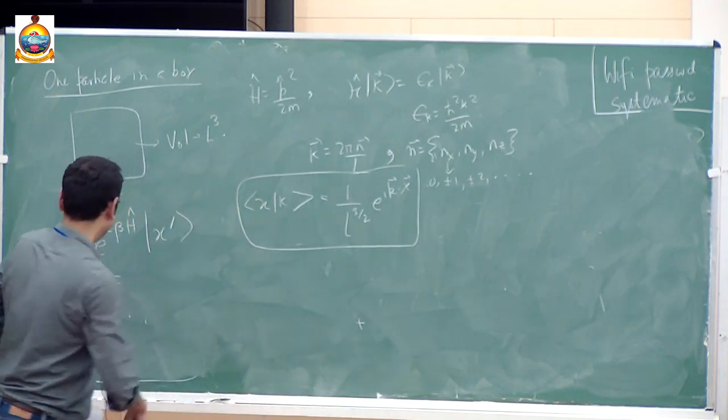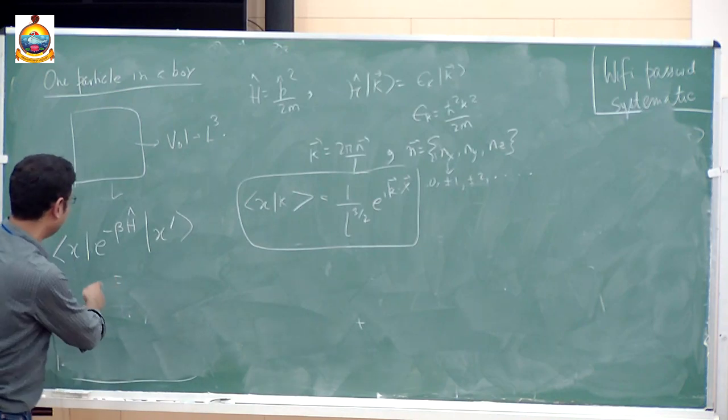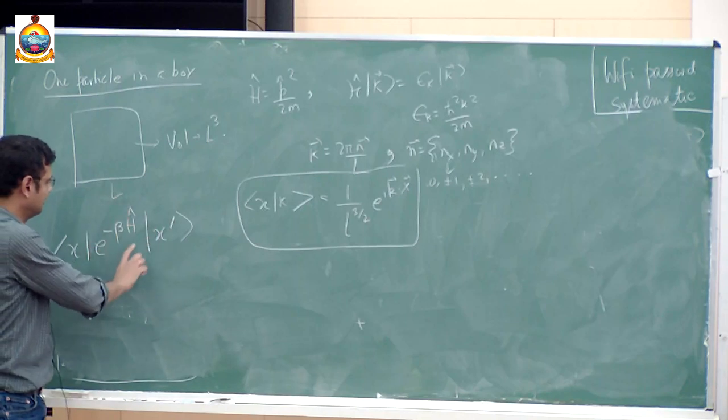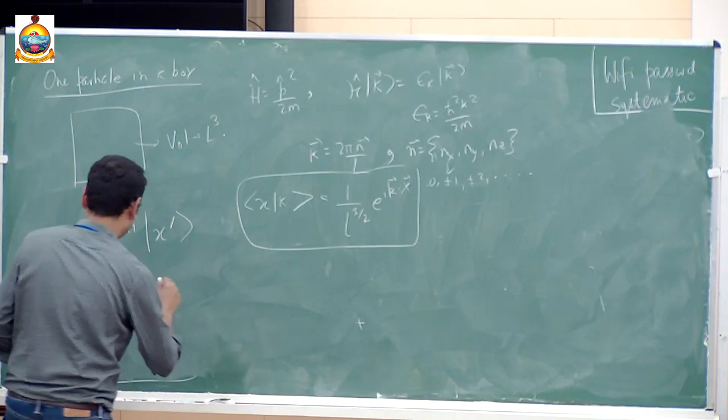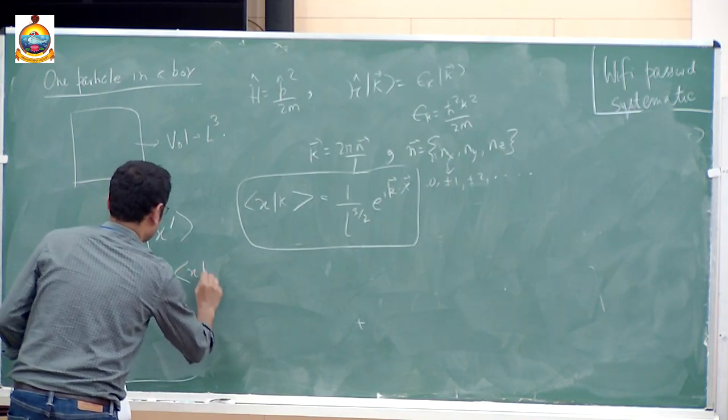So how do you think I should calculate it? There are of course many ways of calculating it, but what do you think is the most simple way? Correct. Because I know that in the momentum basis, this guy is diagonal, right? Good. So then, as they said, I do exactly that.